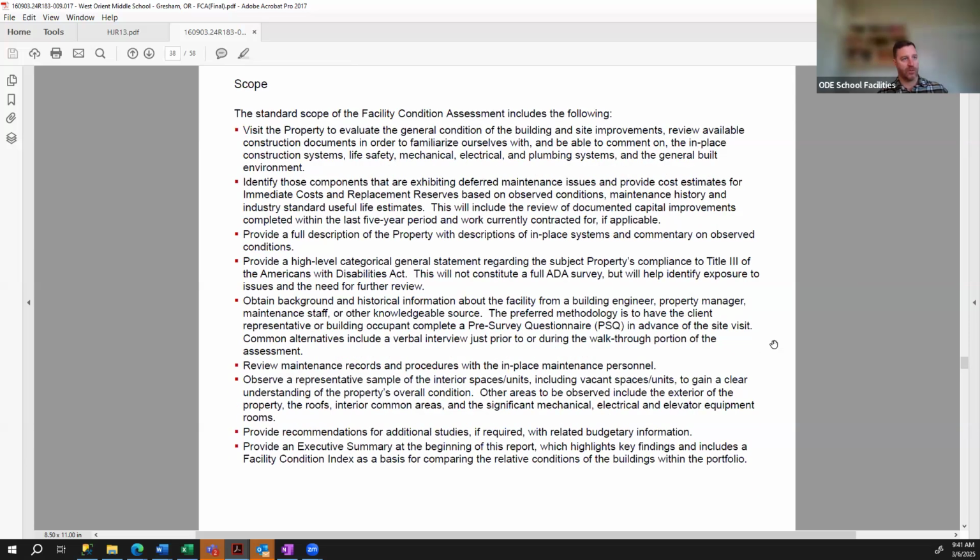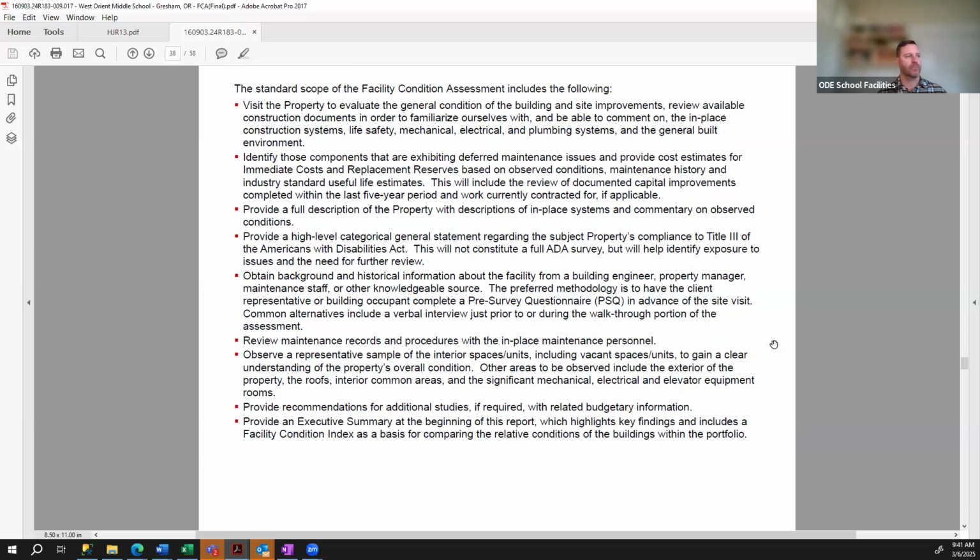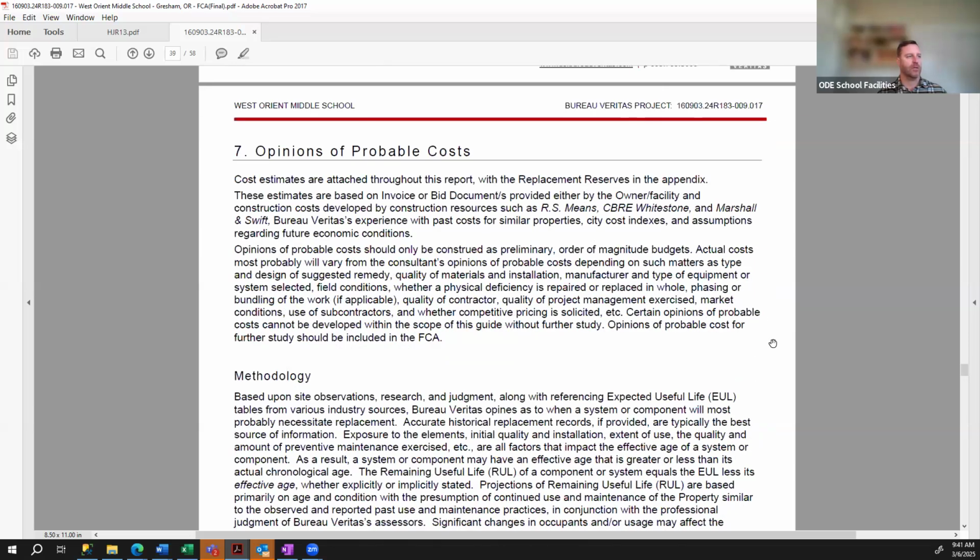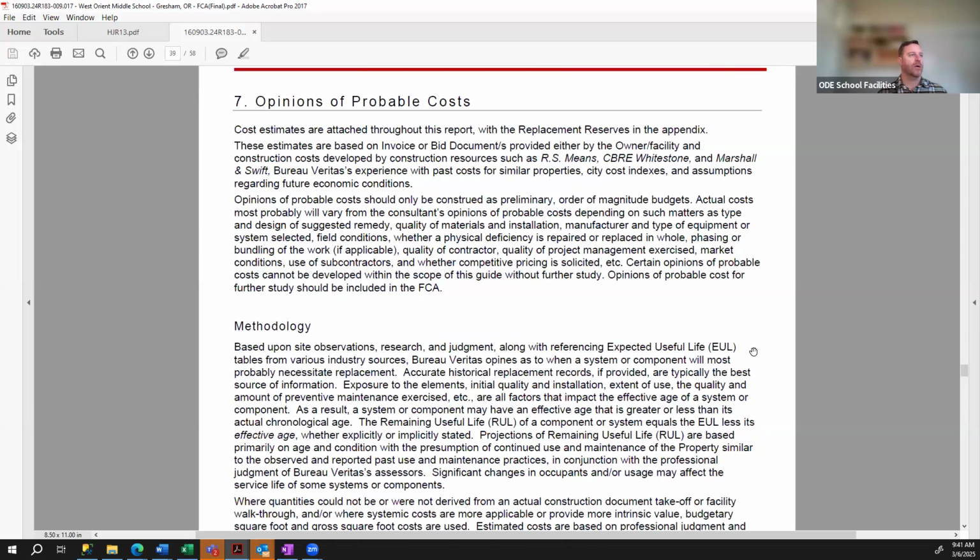There's a scope of what they're supposed to do. You want to read through that and fall asleep. Opinions of probable costs. So I know there was a question earlier about how do they develop these costs, and this paragraph here tells you. Essentially, these are cost estimates. It is a rough order of magnitude.